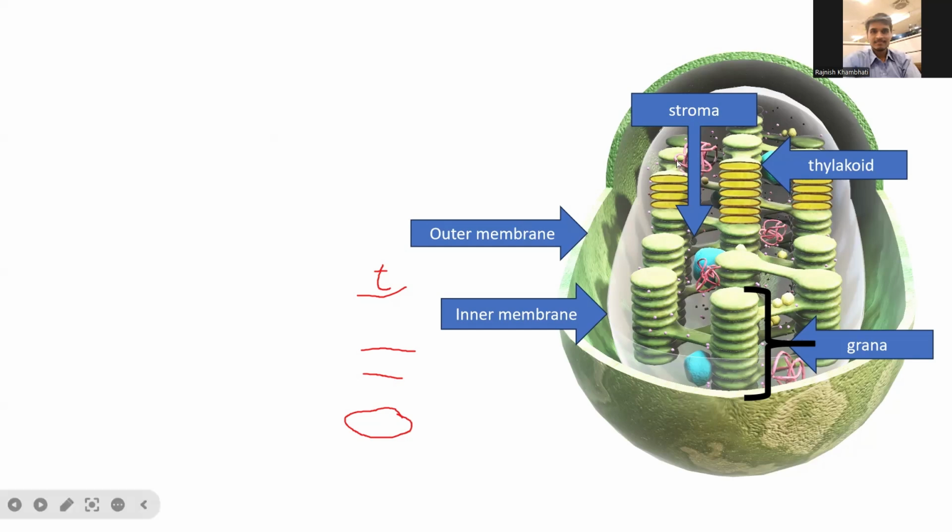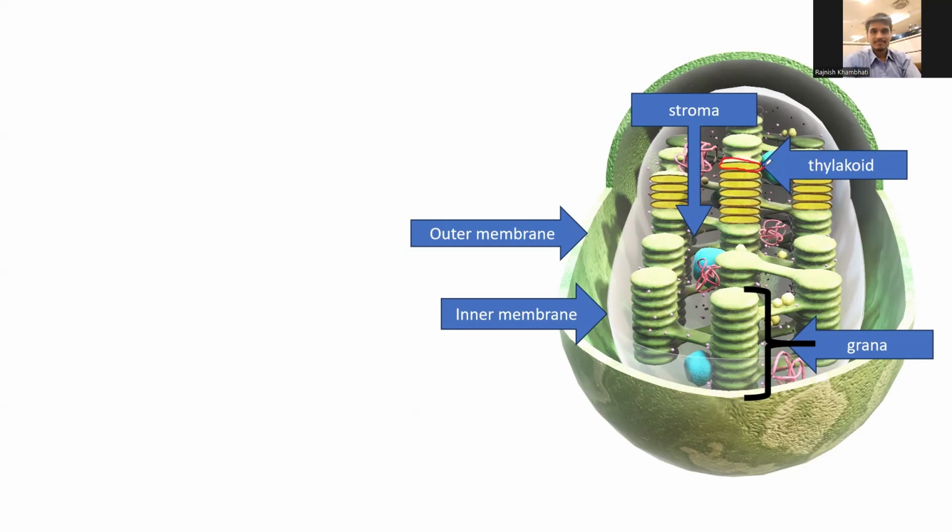Let's see the structure first in the chloroplast. This is a coin-like structure. This coin-like structure is known as thylakoid. This is the cut section of thylakoid. You can see how it looks.